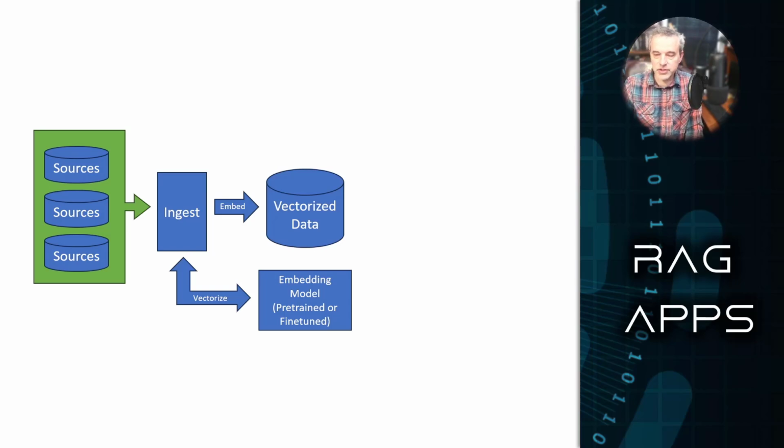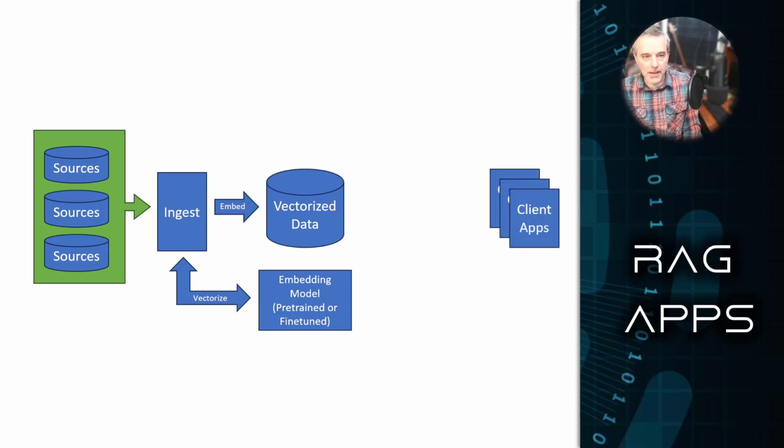Now that we understand the ingestion side of this, let's talk about the actual apps themselves. We're going to have the client app, and the client app could be mobile, it could be web, it could be something that you put on Alexa, whatever it might be. The user is going to be interacting with that client app using some kind of interface. It could be just a text box where you're typing, or you're talking to the app, or whatever it might be.